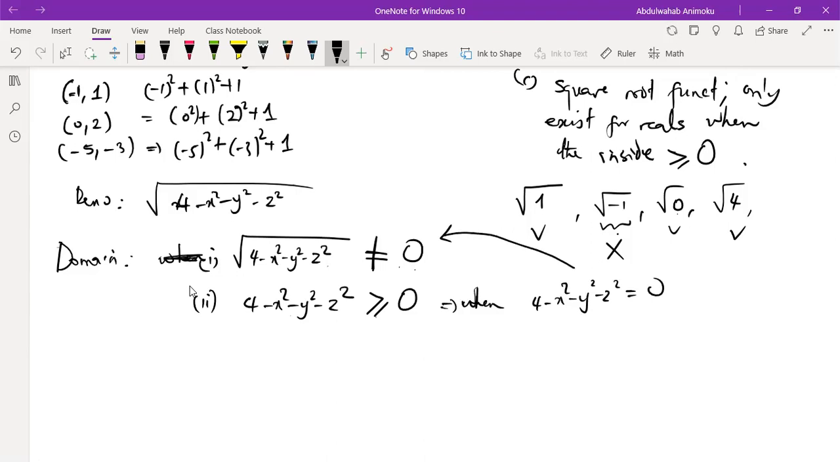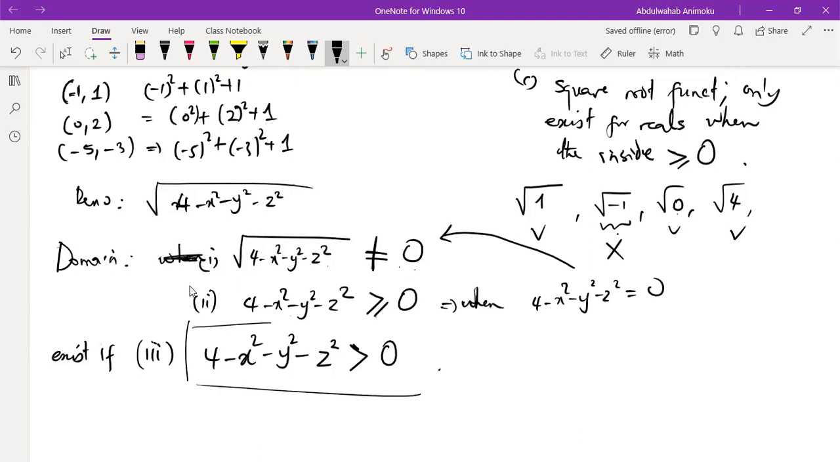So to combine these two conditions together, we have the third condition, which means the domain exists for the points where this must be greater than 0. Okay, so the domain exists if this is true, and this is what we concentrate on.